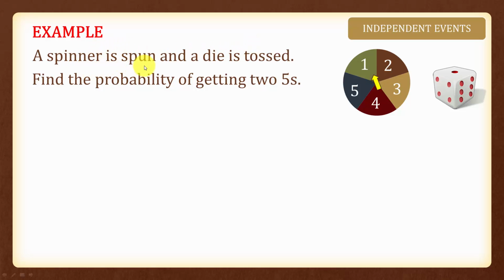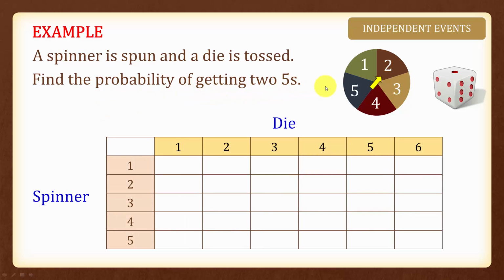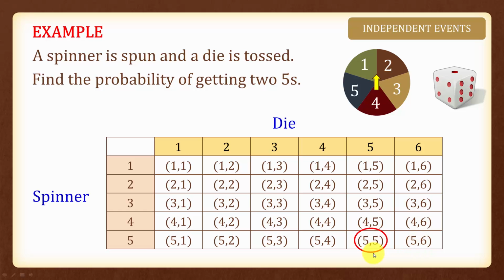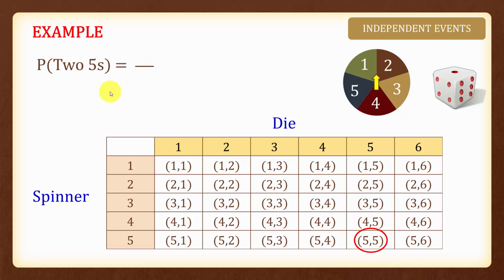In this next example, a spinner is spun and a die is tossed. We are asked to find the probability of getting two 5s. Again, we will use a possibility diagram to help us answer this question, and let us fill up the sample space. We notice that there is only one outcome that is favorable to getting two 5s. Hence the probability of getting two 5s will be equal to, the total possible outcomes here is 30, and the number of outcomes favorable to getting two 5s is only 1.